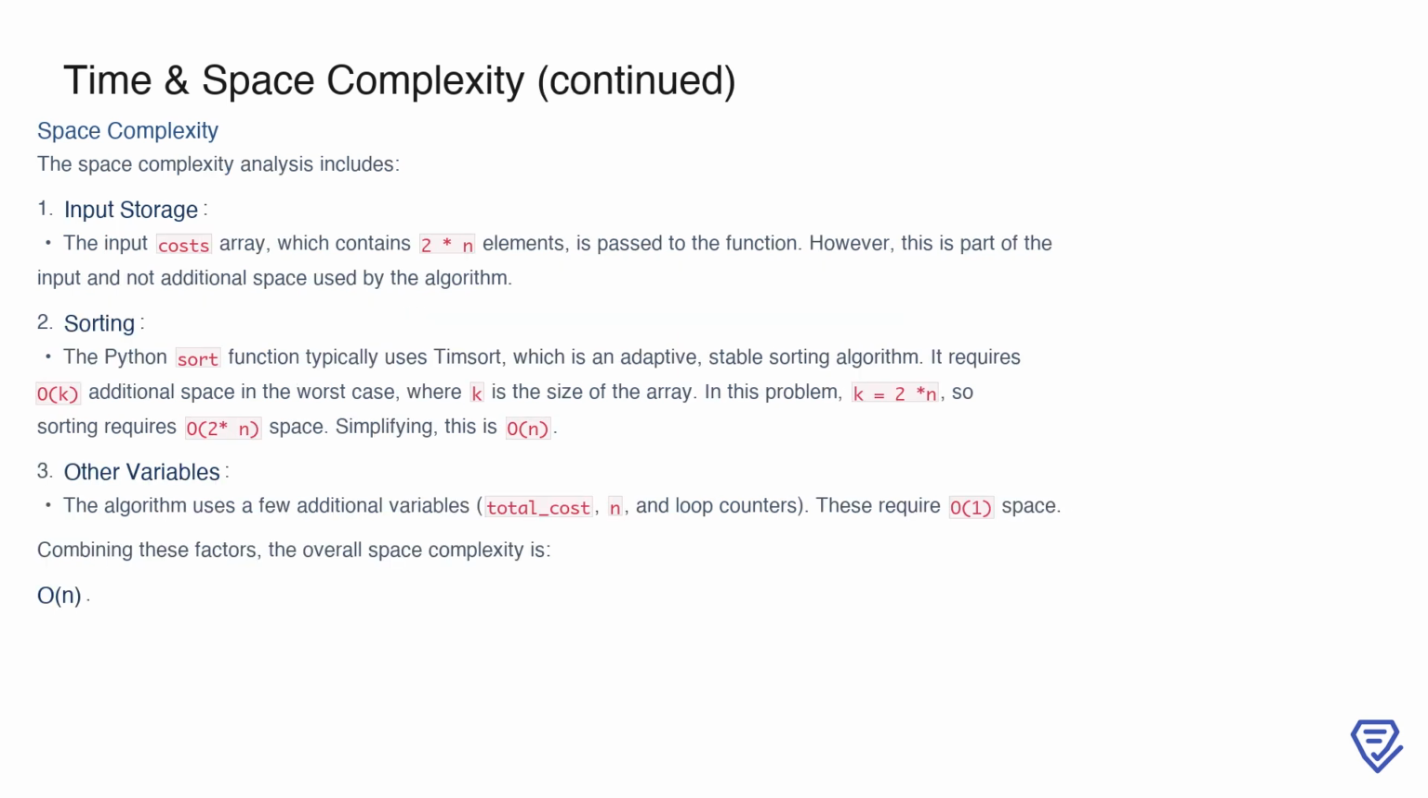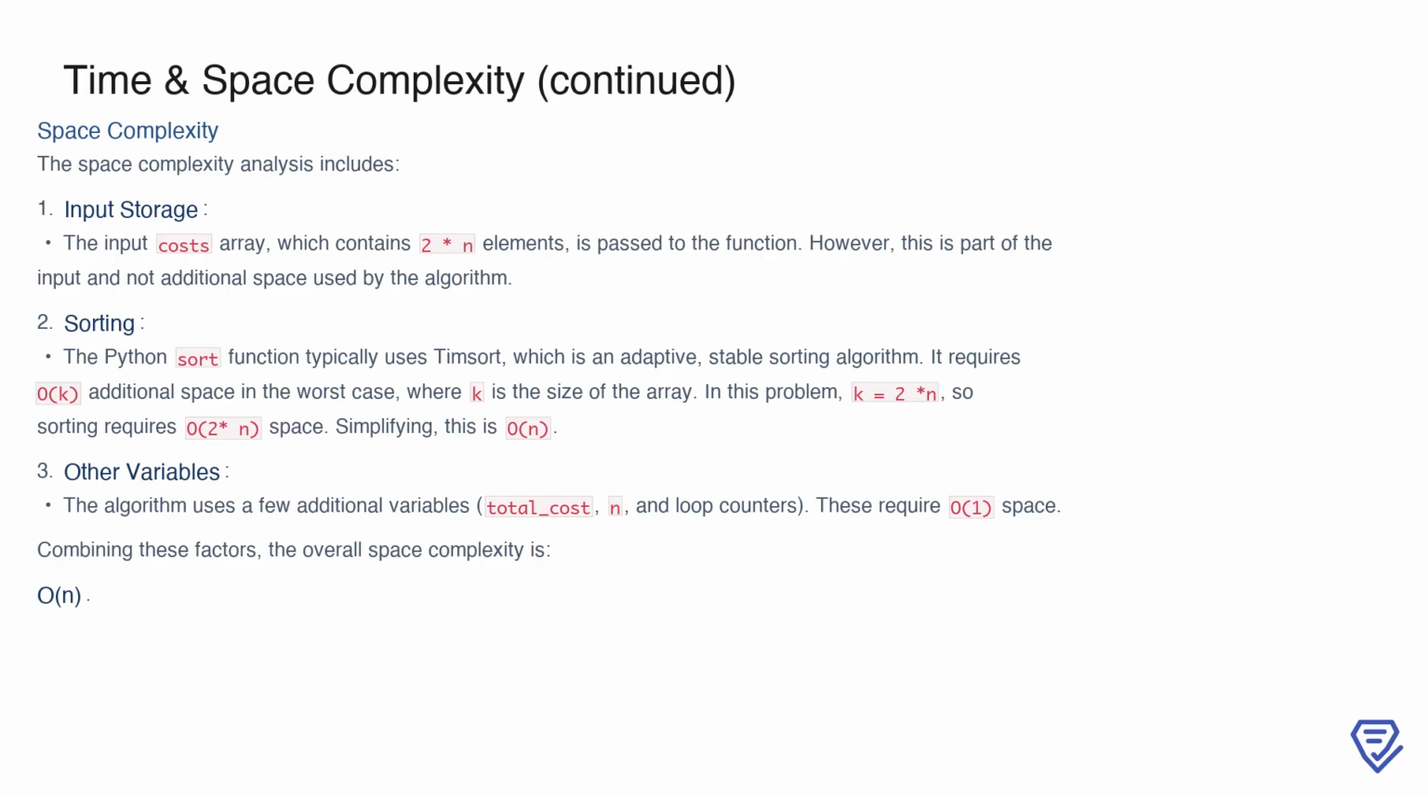Next, we analyze the space complexity. The input costs array, which has 2n elements, is part of the input itself and does not count as additional space used by the algorithm. Now, the sorting step uses Python's timsort algorithm, which may require O(k) auxiliary space in the worst case, where k is the size of the array. With k equals 2n, this means the sorting step needs O(2n) space, which simplifies to O(n).